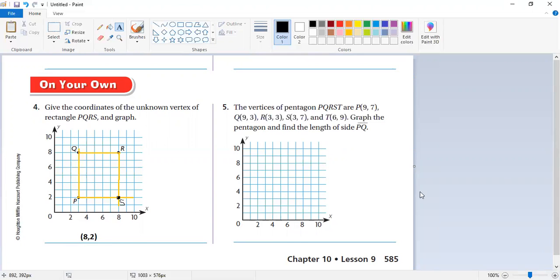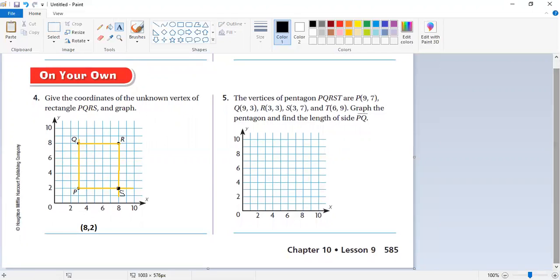Okay, can we move on to the next question, number 5? Hopefully the lesson is looking easy until now. So let's see this question. Question number 5. The vertices of pentagon. There you go. Now again, this is another important word.